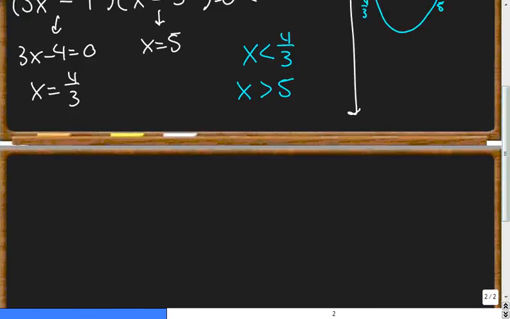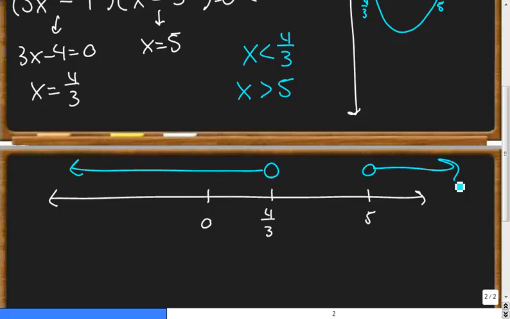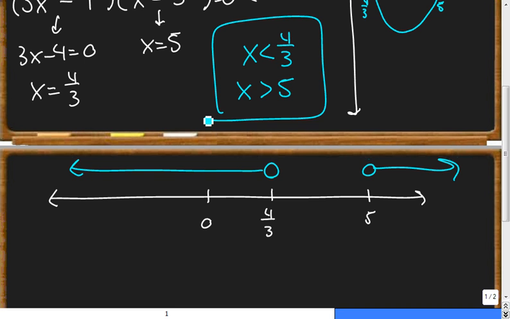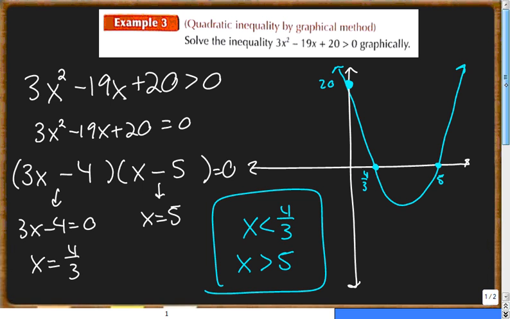So again, on our number line, we've got 0, we've got 4/3, and we've got 5. Well, we'll have before 4/3 and after 5. So only in this little tiny range do we actually have any negative numbers or zeros right in the middle. But again, either way works for me and how you want to write it. But this would be how you would solve it graphically.